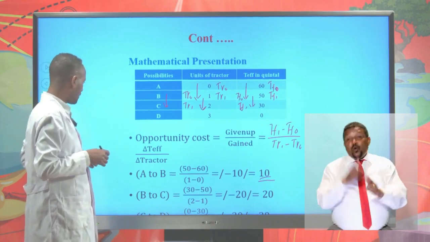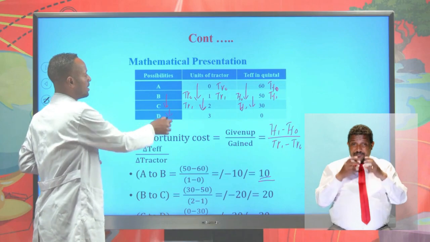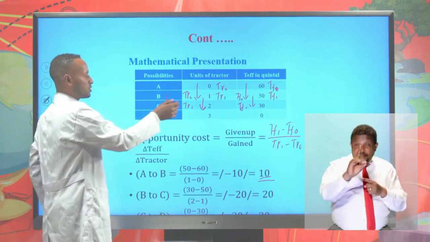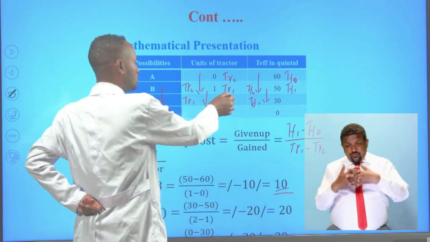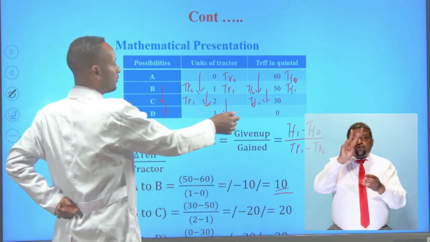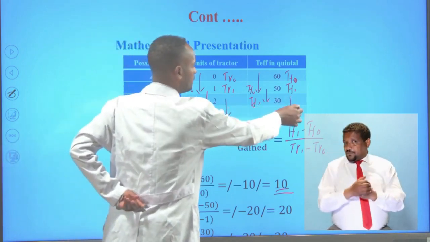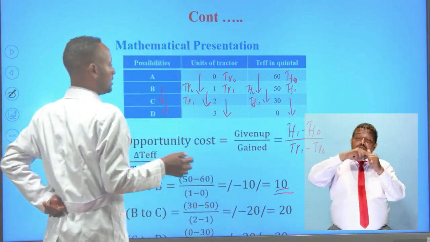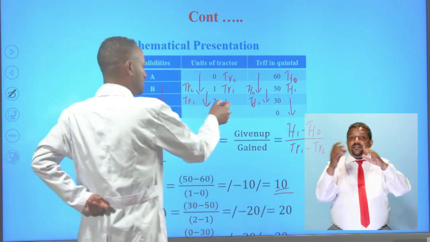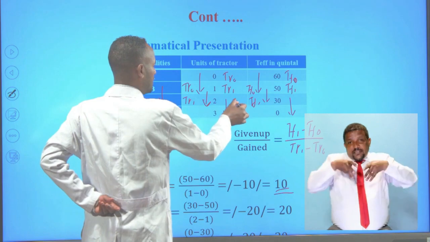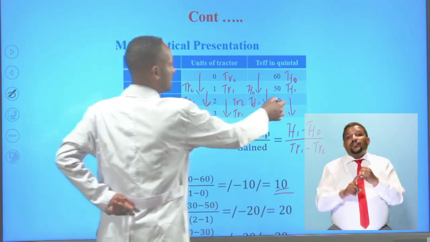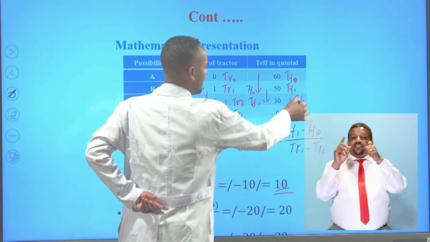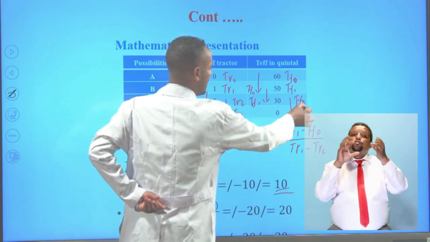When we come across from combination C to D, as Ethiopia wants to produce 1 more tractor, as tractor increases from 2 to 3, the production of teff declined from 30 quintal to 0. Hence, let's take these 2 as tractor initial and 3 as tractor final, and let's take this 30 as teff initial and this 0 as teff final.